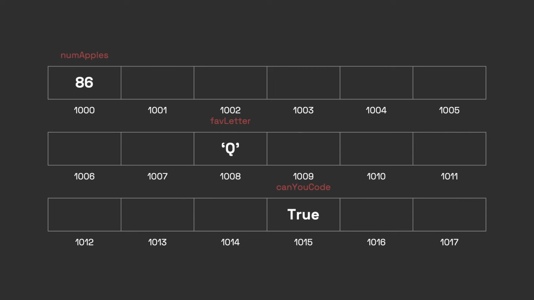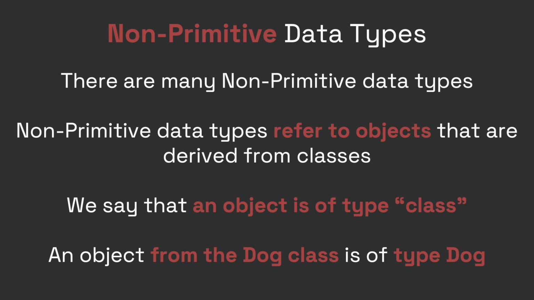We can even update variables. If we update the variable numApples to 86, the value inside the locker is changed to a different value. Non-primitive data types are data types that refer to objects which are derived from classes. In plain English, we would describe an object of the type class, so an object from the dog class is considered to be of type dog.